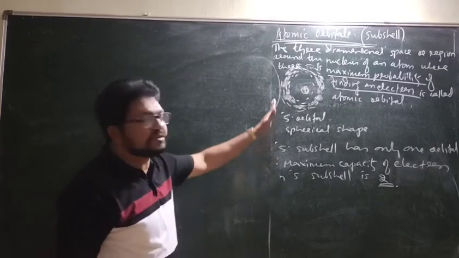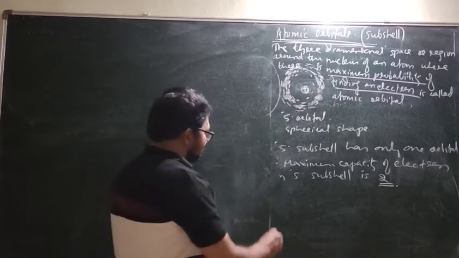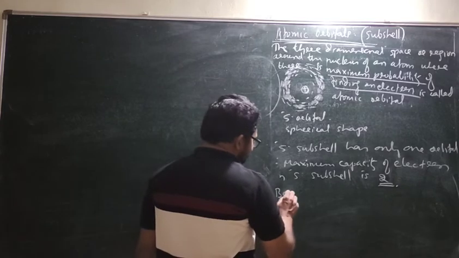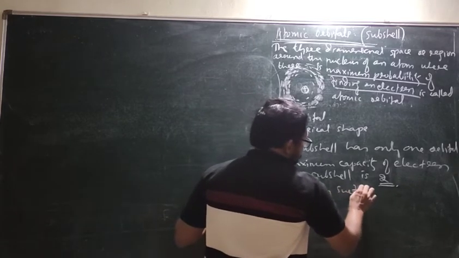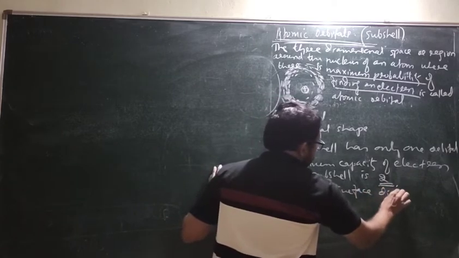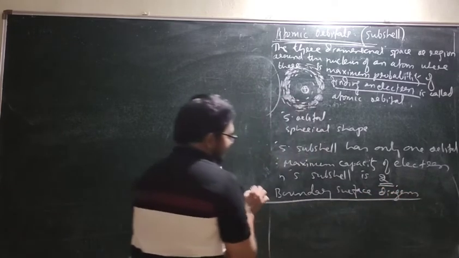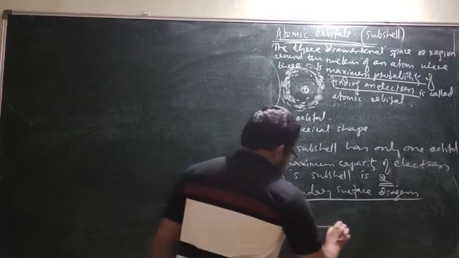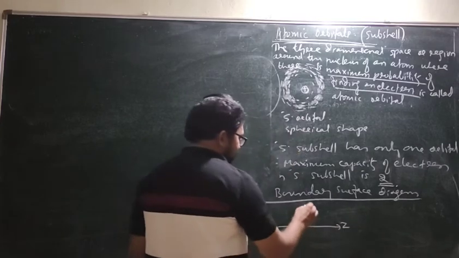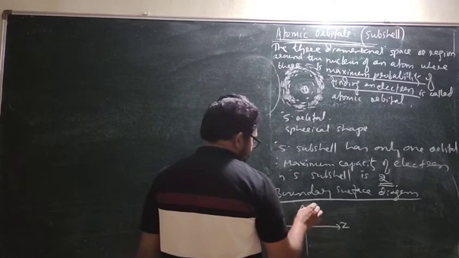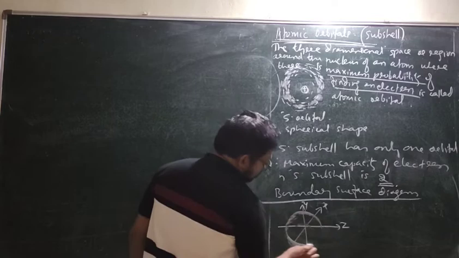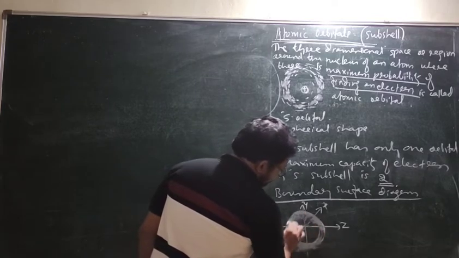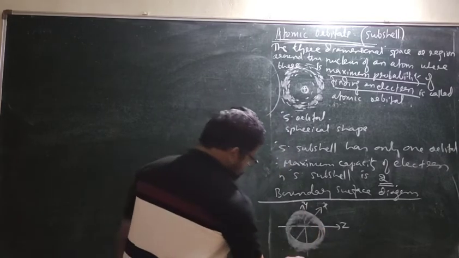Yes, the S orbital is spherical shape. See the boundary surface diagram they are calling. Boundary surface diagram using the orbitals. This is Z axis, internuclear axis. This is say Y axis, and this is X axis. And this is the boundary surface diagram for S orbital.